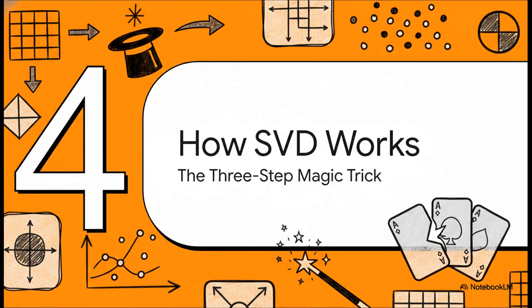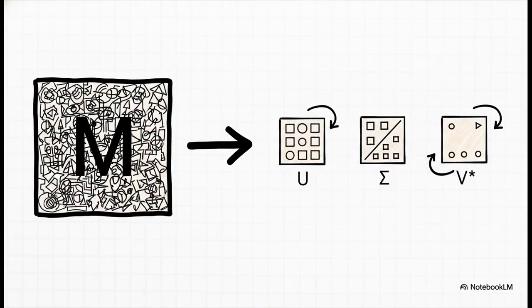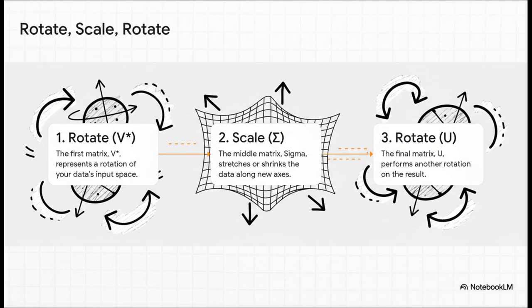Let's break it down. We're going to look at how SVD works, but don't worry, this is not about to become a math class. Just think of it as a simple 3-step magic trick. So every piece of data we've been talking about, an image, a video, that ratings table, it can all be represented as a grid of numbers called a matrix. Let's just call it M. SVD tells us that any matrix, M, can be broken down into 3 simpler matrices, U, sigma, and V star. It's basically just a recipe for that. This really simplifies the whole process.